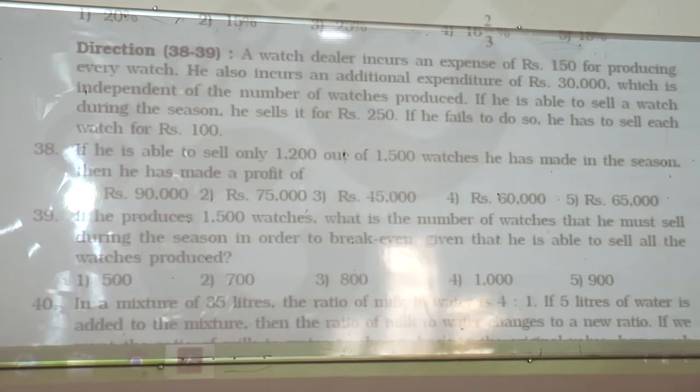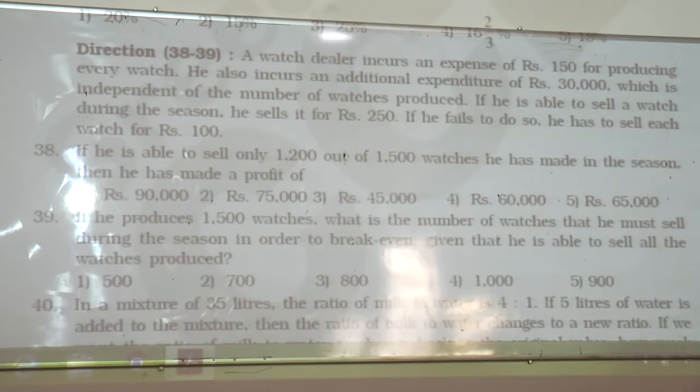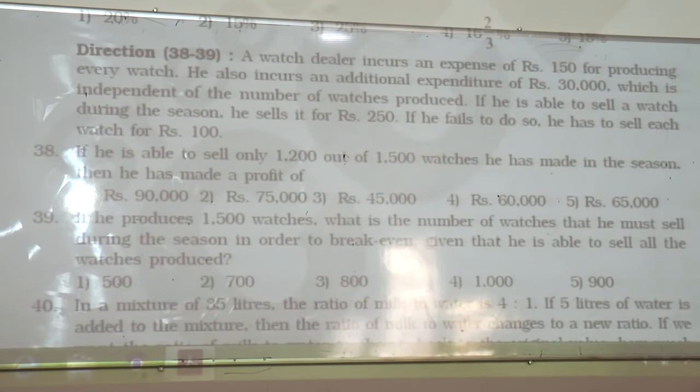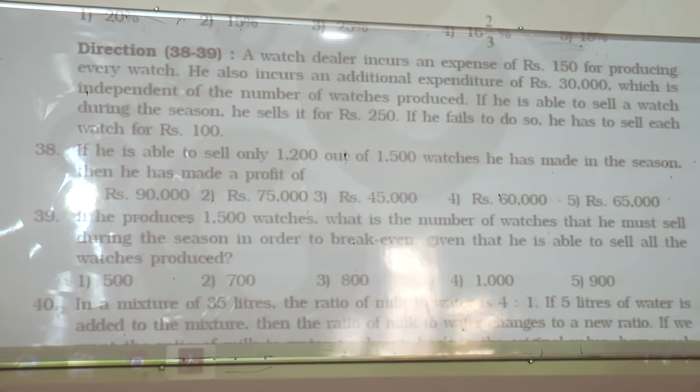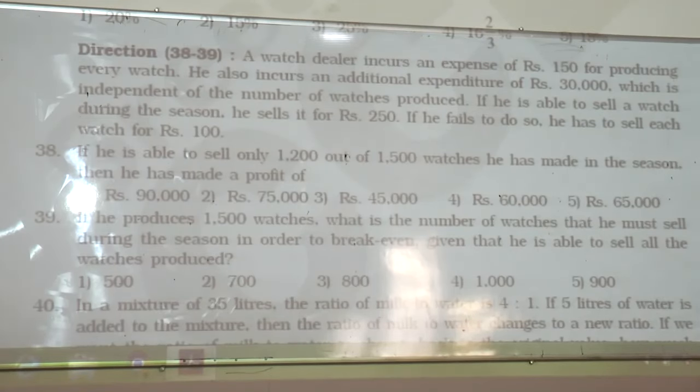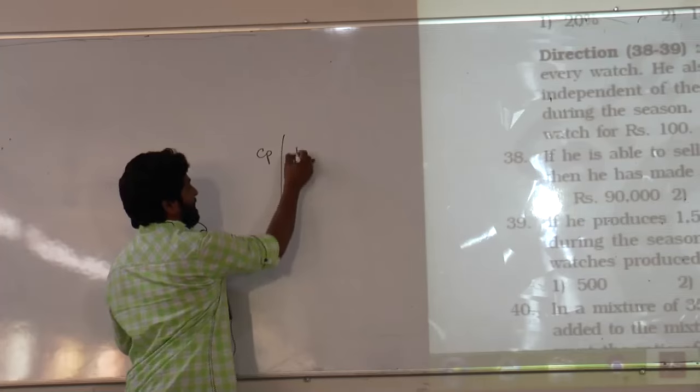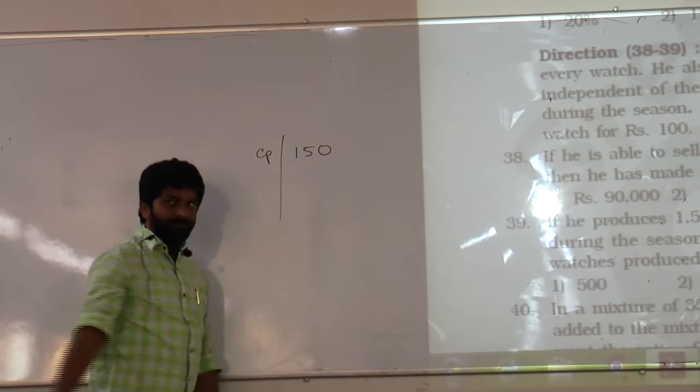So if he is able to sell a watch during the season, he sells it for 250 rupees. If he fails to do so, he has to sell each watch for 100 rupees. Right. What about the initial cost price of each watch? 150. So the cost price of one watch is equal to 150.